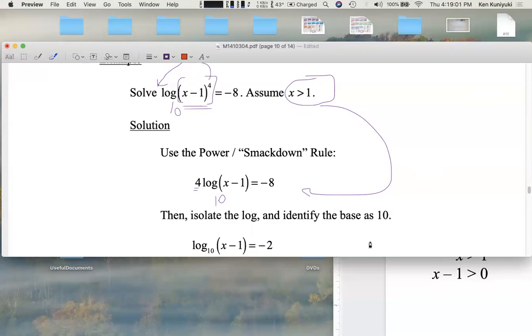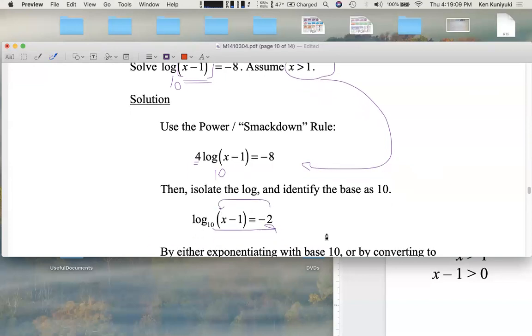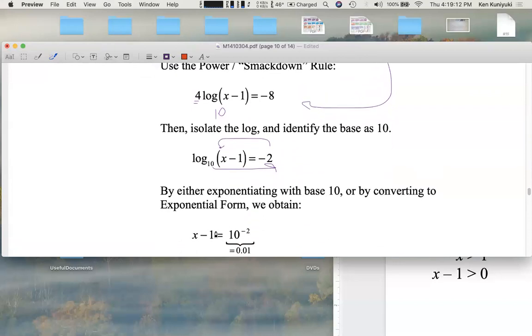Okay, now, this is in log form. Let's put this in exponential form. That's when we do the zigzag. 10 to the negative 2 is x minus 1. Converting to exponential form, and then I turn them around. 10 to the negative 2 equals x minus 1. 10 to the negative 2, as a decimal, is 0.01. It's a penny. 10 to the negative 2 is 1 over 10 squared, which we know is 1/100th, or 0.01.